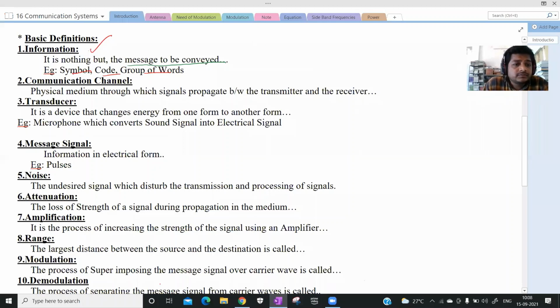Physical medium. It is the physical medium through which the signal propagates between the transmitter and receiver. Here we have the source, and here we have the receiver. In between, if you want to send information, we need a medium, the physical medium. The medium may be the air medium, or we can use optical fibers. These are called the communication channel: the physical medium through which the signals propagate between the transmitter and receiver. Understood? That is called communication channel.